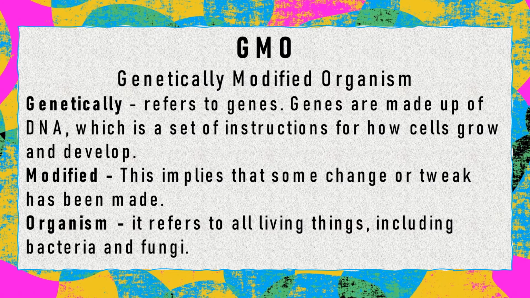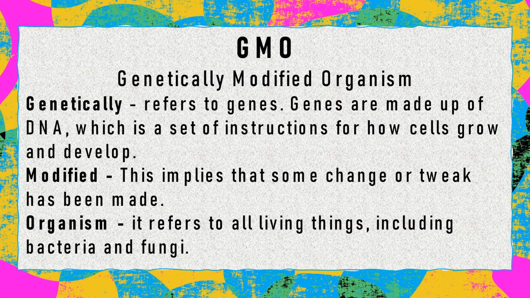GMO stands for genetically modified organism. Let's define first the different terms. Genetically refers to genes. Genes are made up of DNA, which is a set of instructions for how cells grow and develop. Modified implies that some change or tweak has been made. Organism refers to all living things, including bacteria and fungi.